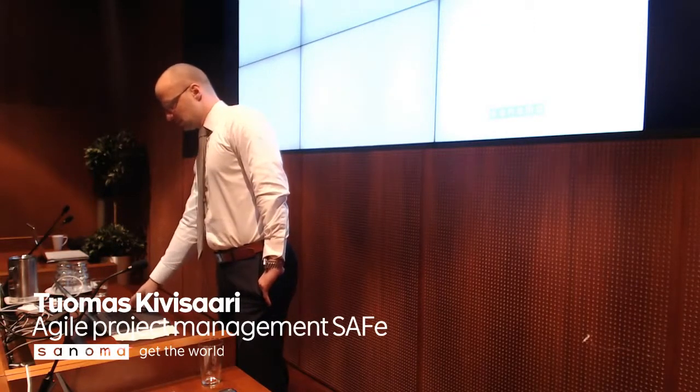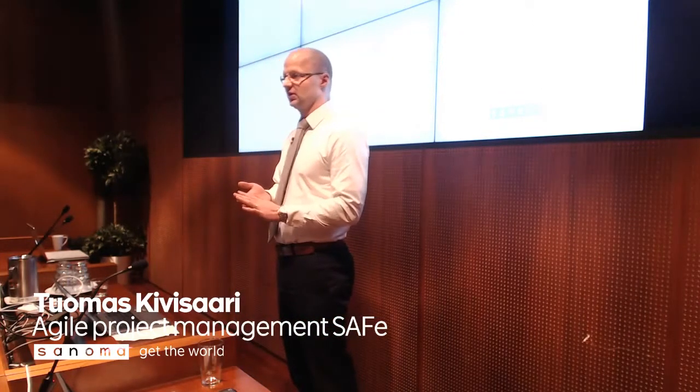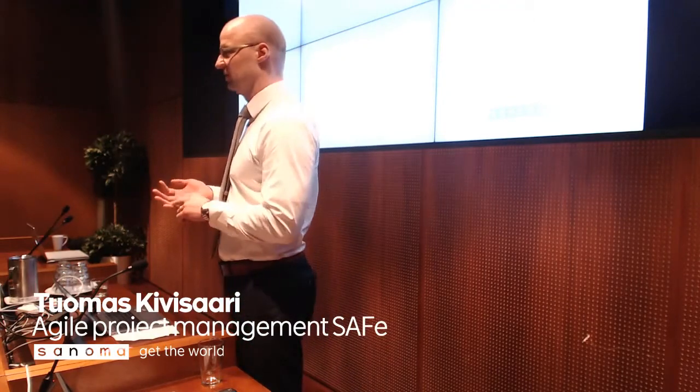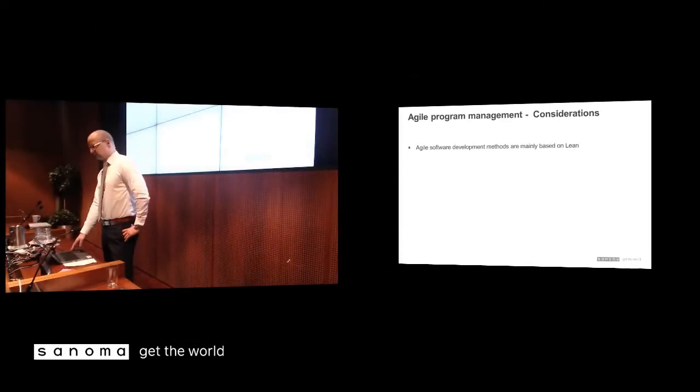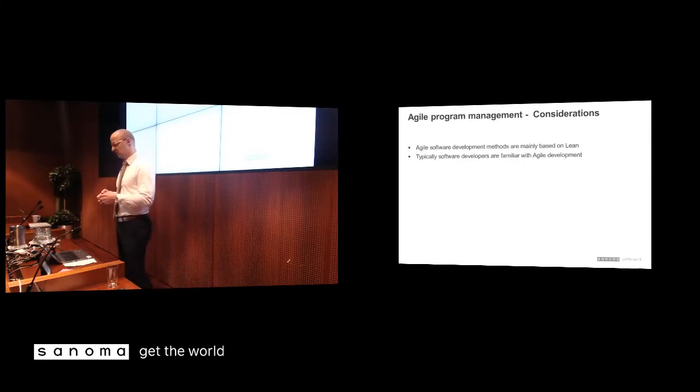Some considerations about Agile software development. First things, they are based on Lean. Lean was founded in the middle of the 20th century, from 1940 to 1970, when people considered how to remove waste from the production at the Toyota production environment. And typically software developers are very familiar with Agile development and also with Lean development.